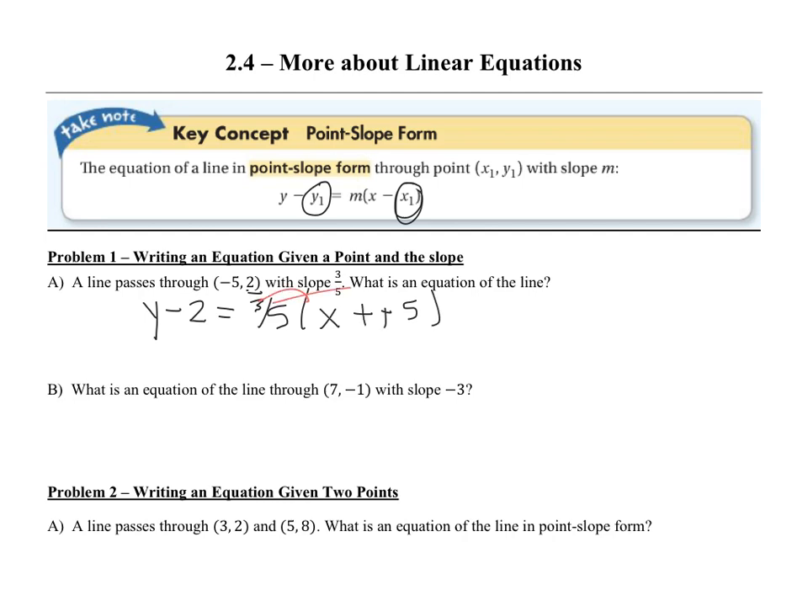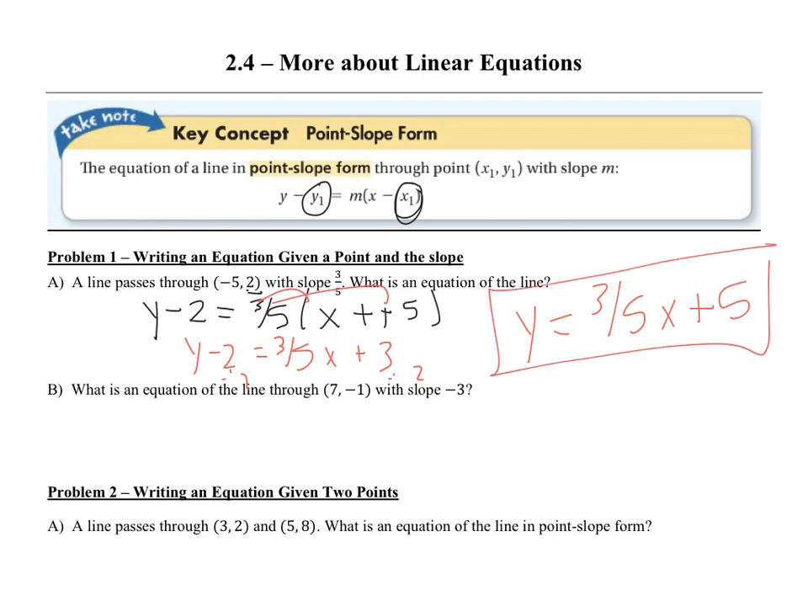I have to distribute my 3/5 in, so that gives me y minus 2 is equal to 3/5 x plus 3. 3/5 times 5 would give me 3. And then I have to add my 2 over. So it would be y equals 3/5 x plus 5. Pause and do B right now.